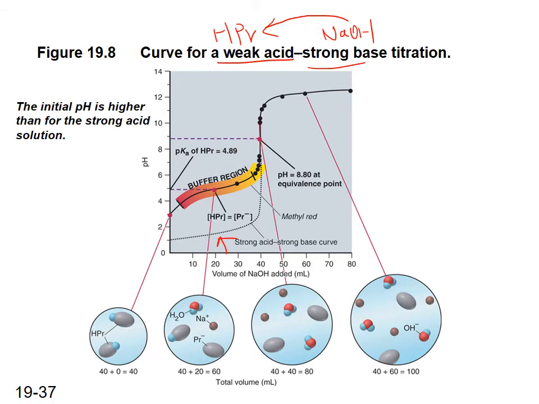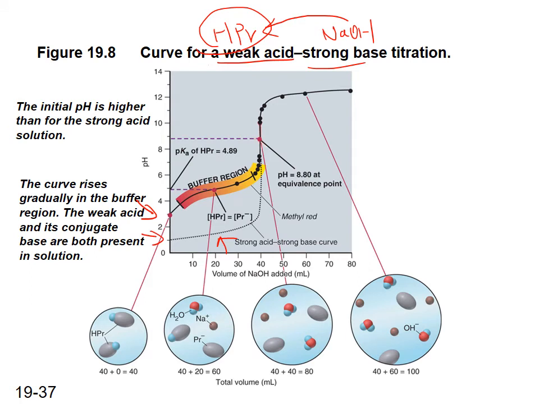First is the initial pH value. For the weak acid solution, it is higher than the strong acid solution, because in a weak acid only a certain amount of the molecules dissociate to become hydrogen ion. So the hydrogen ion concentration is lower, and in the weak acid solution the pH is higher. So you start with a higher pH value.